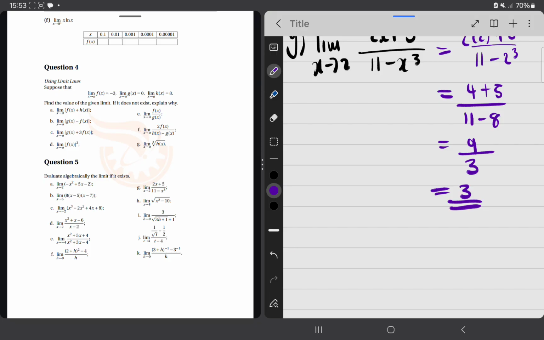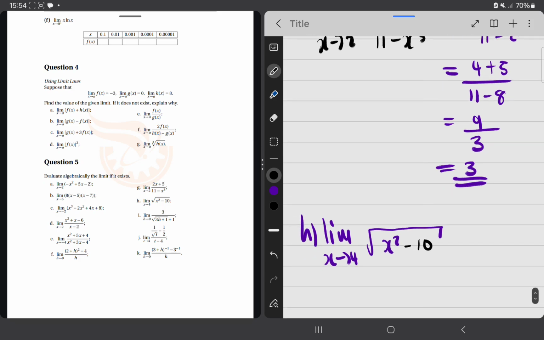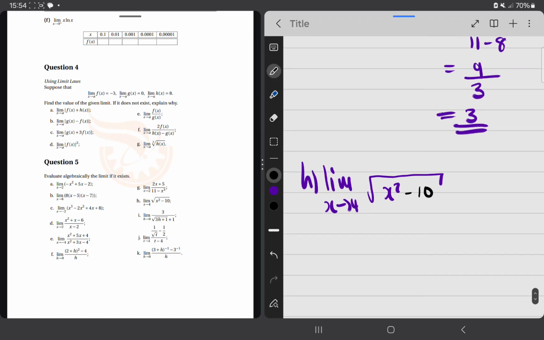Okay, so now we do part H, which is going to be the limit as x goes to 4 of the square root of x squared minus 10. Now, is there a fraction here? No. So here, what are we going to say? Is there a fraction here? No, so there's no way the denominator will become 0.